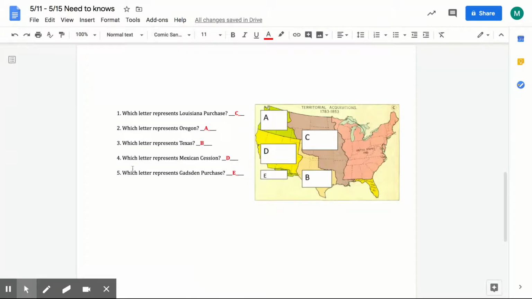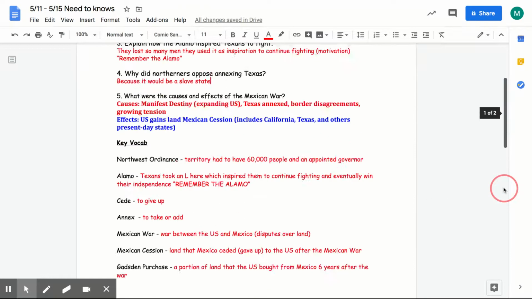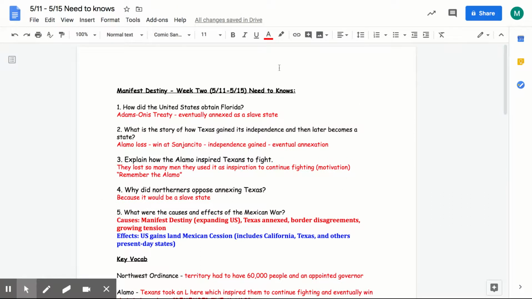And then which letter represents the Gadsden Purchase? That would be letter E, this tiny little piece of land that was once Mexico, now U.S., down here. All right, so there's your review for the week. Again, this document that I'm on right here will be posted in Schoology, so if you guys want to take a look at that for studying or to review, you may.